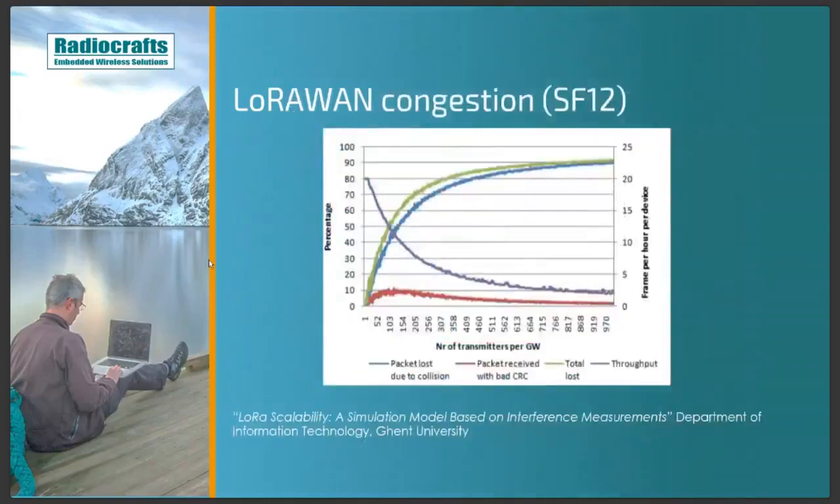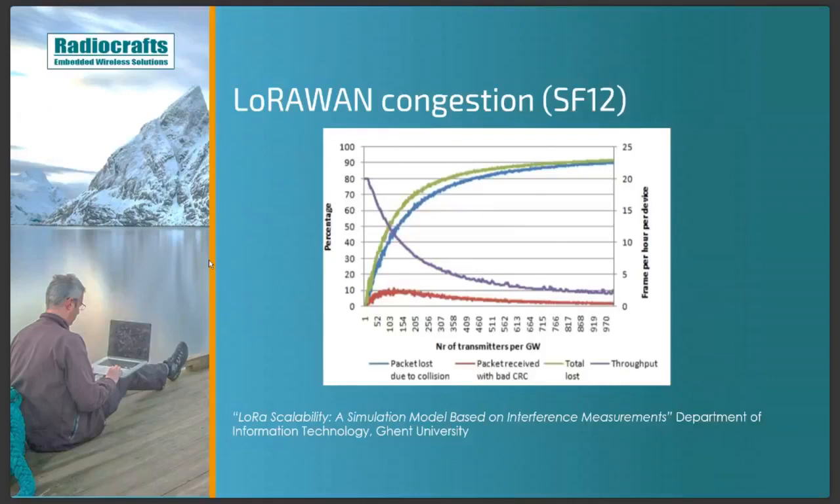This is taken from a different paper, and it also shows the number of transmitters per gateway in a LoRaWAN with spreading factor 12 in this case. We see the percentage packet loss here. If you have 100 nodes, the green one, which is the percentage packet loss, goes up to 50% at 100 devices. So again, going for 1% packet loss, you end up with basically a couple of devices.